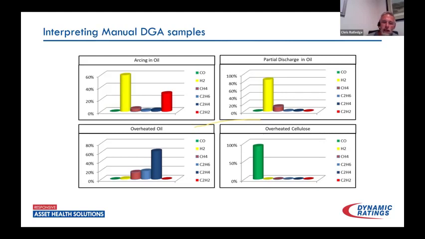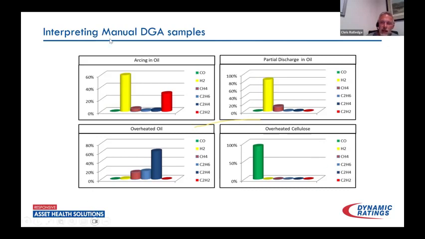So if we go to overheated oil, again, we're looking at an ethylene leading signature. And if we remember back, now we're talking about something around 350 degrees C. So this could be something in the windings. This could be bare metal connections, a loose connection. It could be an extra core ground causing circulating currents. But we would see something that looks similar to this sample.